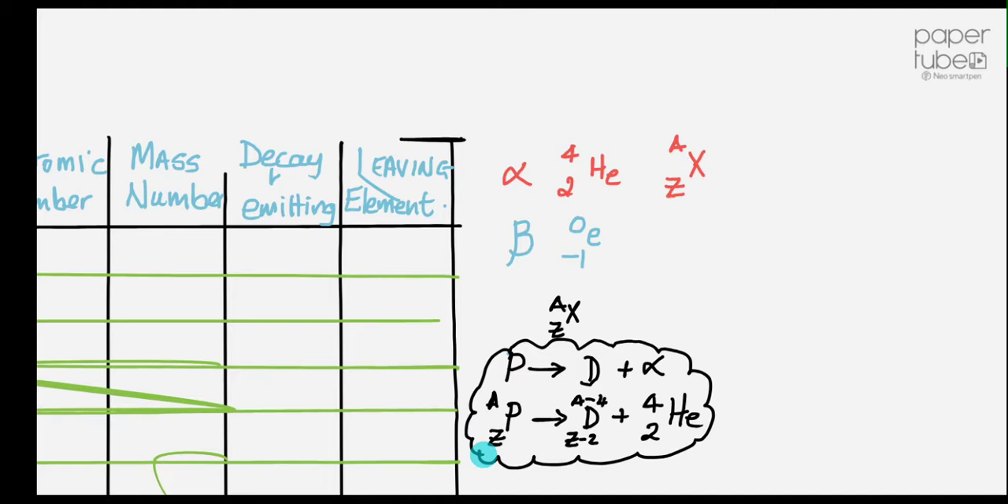Now I'm going to look at the generic rule for beta decay. So what have we got? We'll go for a different colour. We'll go for, what colour was that one? Blue.